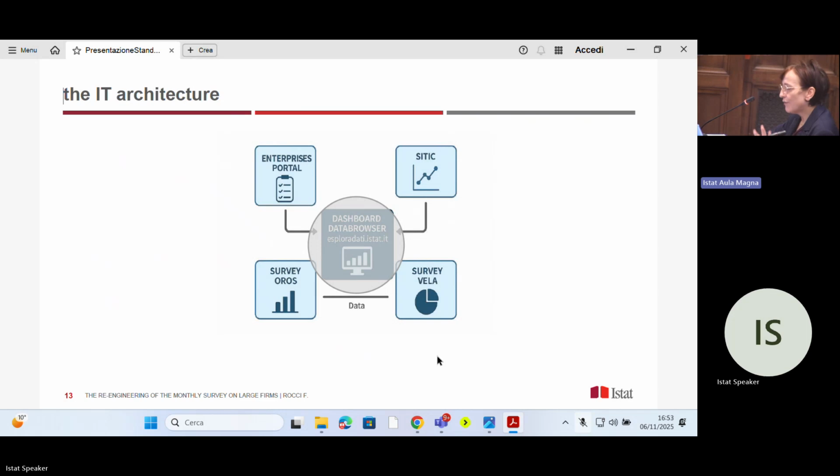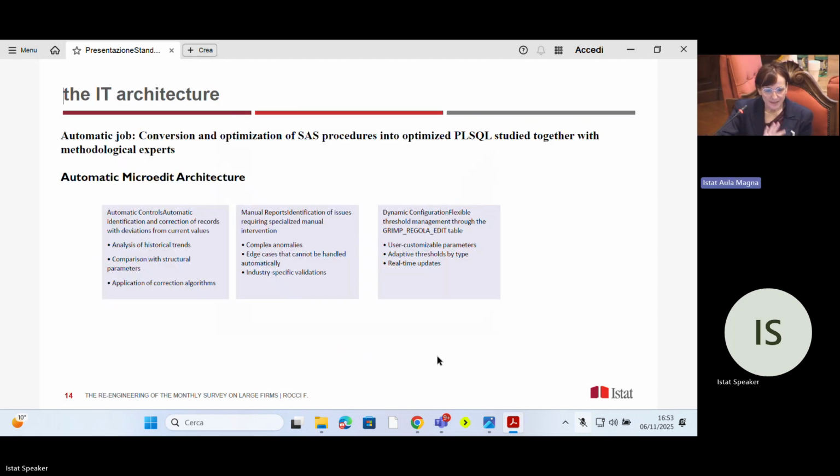What was at the core, from the IT point of view and as an instrument for the manager, was the dashboard, the data browser. This is all the IT architecture, what they did. I apologize, I don't really go into this, but we have the colleague here. Anyway, they released a program and a specific job for automatic controls, for manual reports about respondents, complex anomalies, and so on, and dynamic configuration to be flexible.